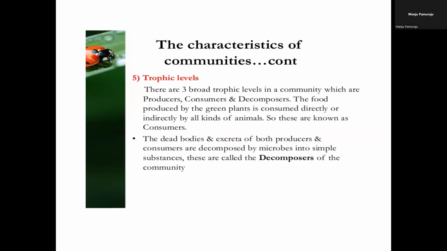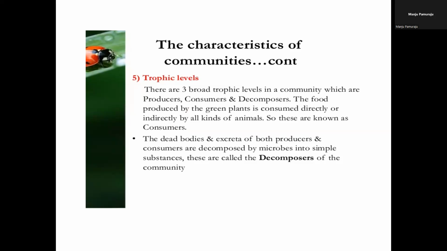So the next one is the trophic levels. There are three broad trophic levels in a community. Already we discussed these trophic levels. They are producers, consumers, and decomposers. And the food produced by the green plants is consumed directly or indirectly by all kinds of animals. So these are known as the consumers.